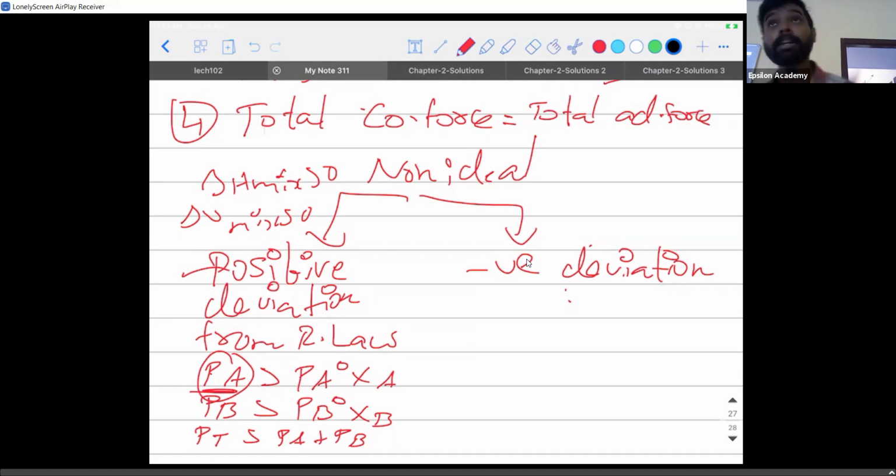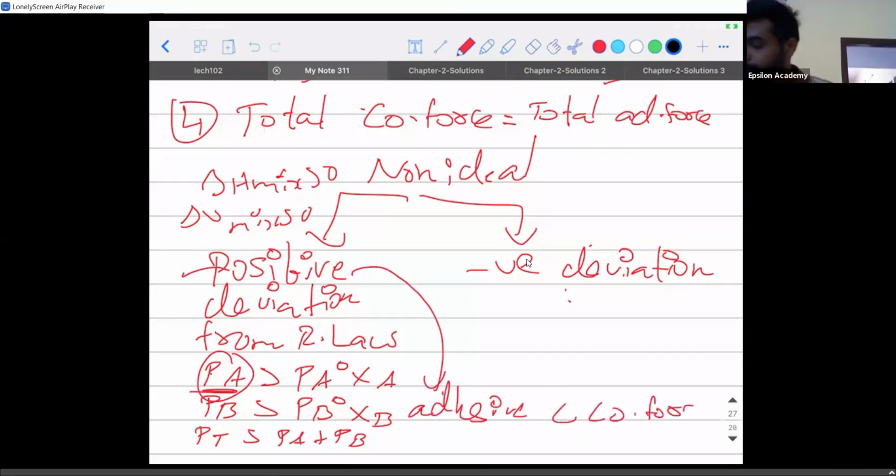So in other words, the other condition for positive deviation is that the adhesive forces are lesser than the cohesive forces. Obviously, in cohesive forces, solute-solute and solvent-solvent interactions are so strong. That is why PA naught and PB naught are less. Hope you're able to understand what I'm trying to say. The solute-solute, solvent-solvent interactions are very strong. That is why the liquid is finding it difficult to go to the vapor phase.